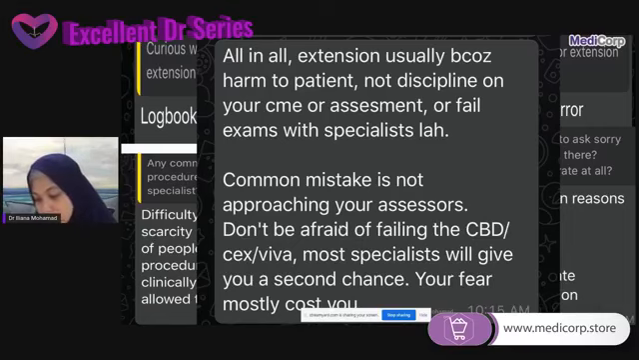The one you will need to approach is usually CBD. And mini CEX, if you haven't done it.